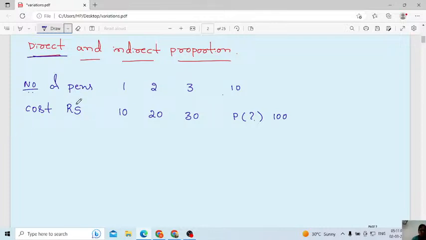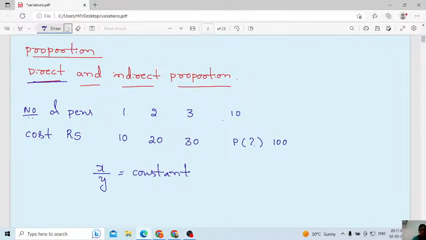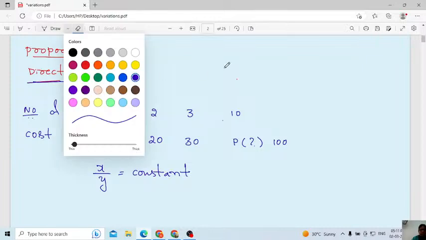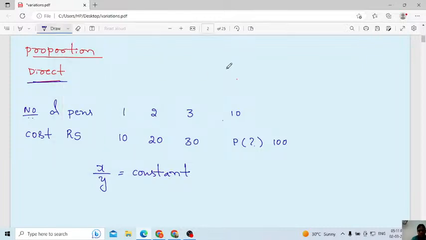Then this one we will represent in terms of a direct proportion, x by y, this will be constant, because the ratio will be constant in the case of a direct proportion. But better I will rub this one, otherwise you will get confused. What I am explaining here is only the direct proportion. I will explain indirect proportion also. Let us first study direct proportion in detail.